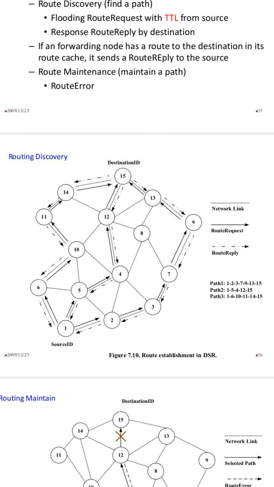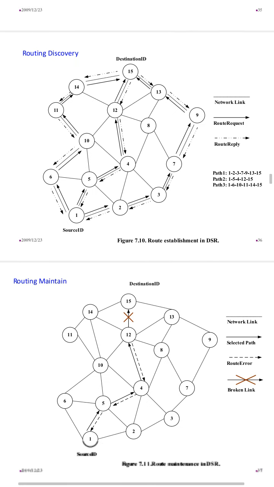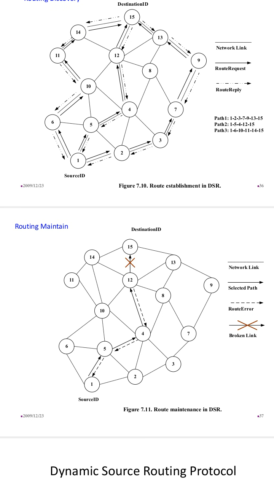So this is the route establishment phase in DSR, that is the dynamic source routing protocol, and another phase is route maintenance. In the case of route maintenance, if any one path is broken, say the 12 to 15 path is broken, there are alternative paths, that is path 1, path 2 and path 3, by which we can reach the destination. So like this, if any one of the links is broken or any one of the paths is damaged in the network, we can choose another alternative path in the dynamic source routing protocol.